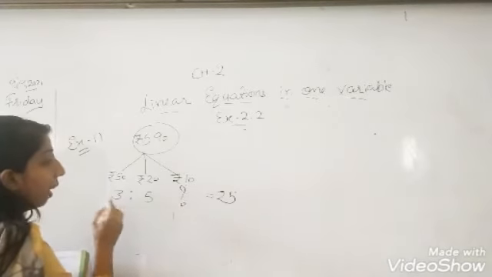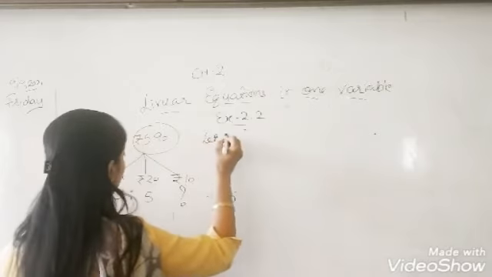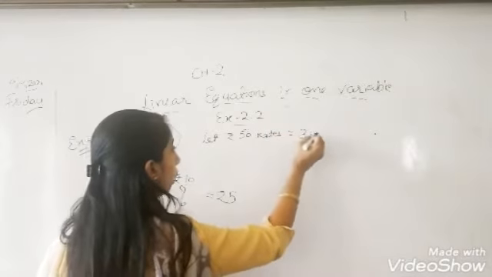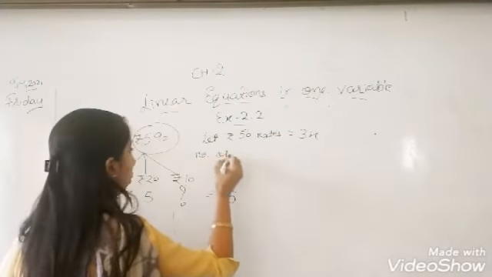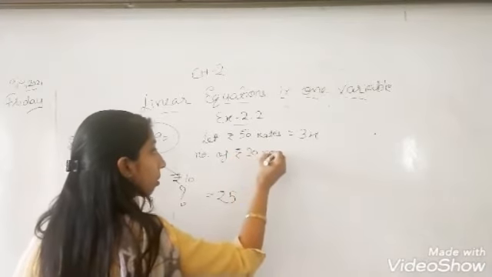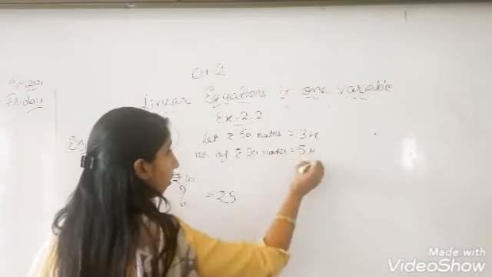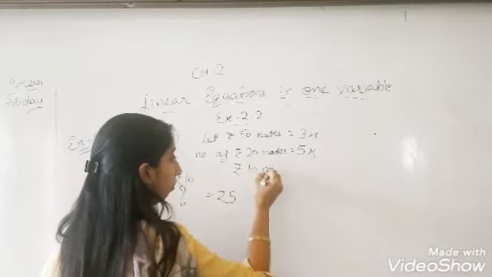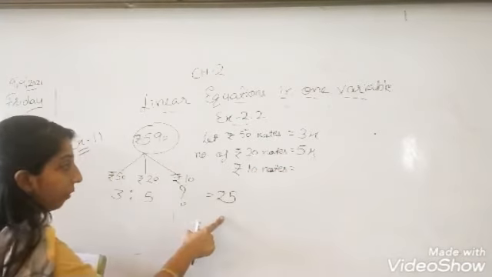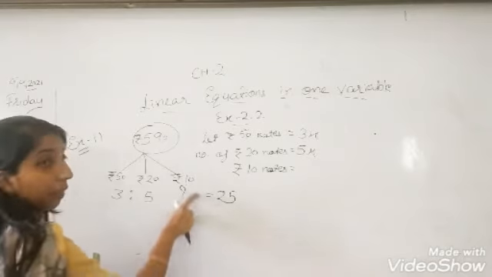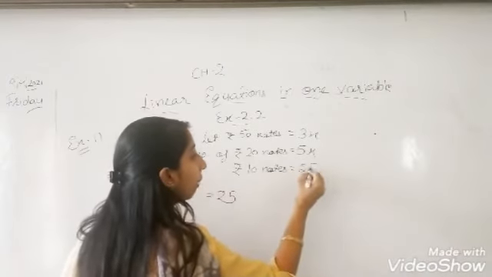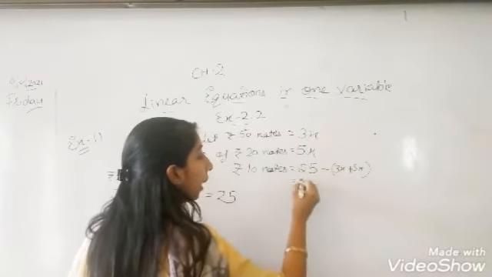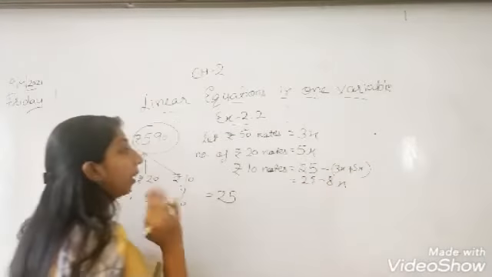So class, first of all we will let the number of rupees 50 notes be 3x and the number of rupees 20 notes be 5x because it was given in the ratio. And about the rupees 10 notes, totally we are having 25. So if we subtract these two from 25, definitely we will get the rupees 10 notes. So I am writing here 25 minus (3x plus 5x), and I will get 25 minus 8x. So these are the rupees 10 notes.